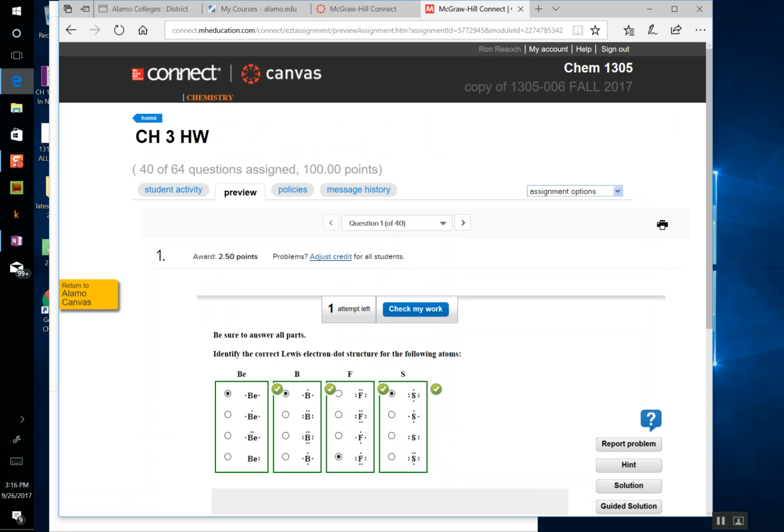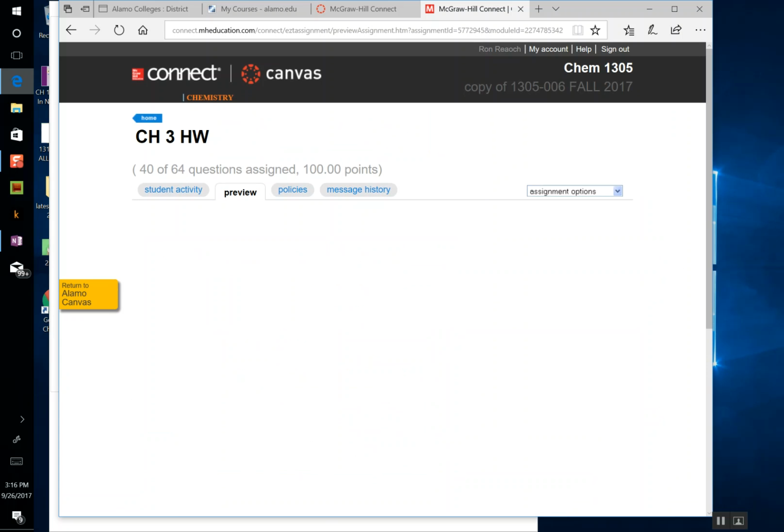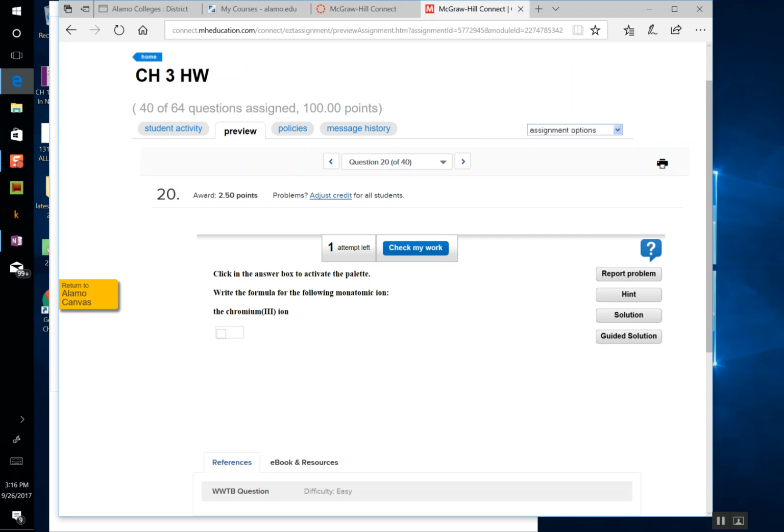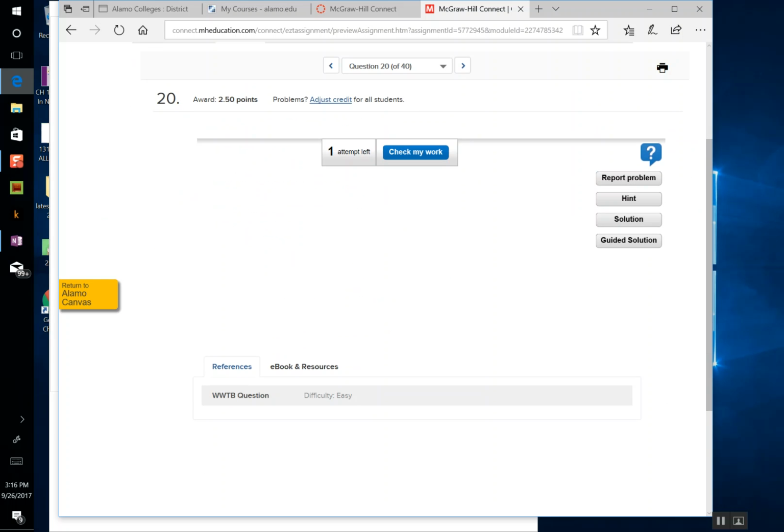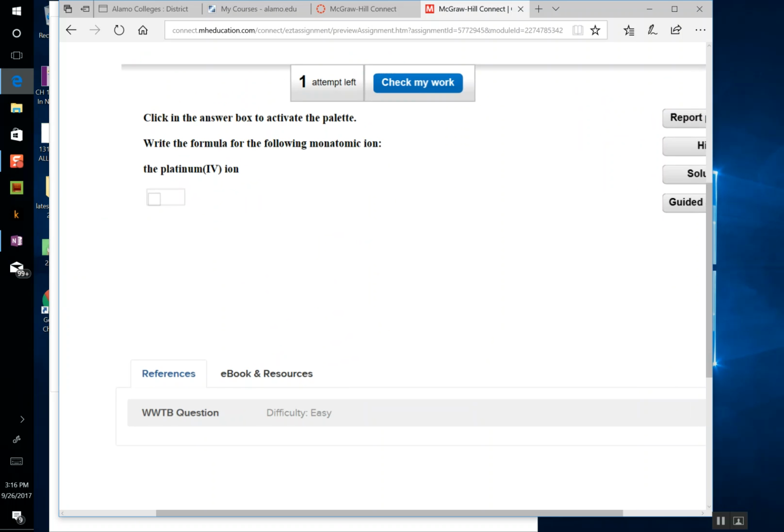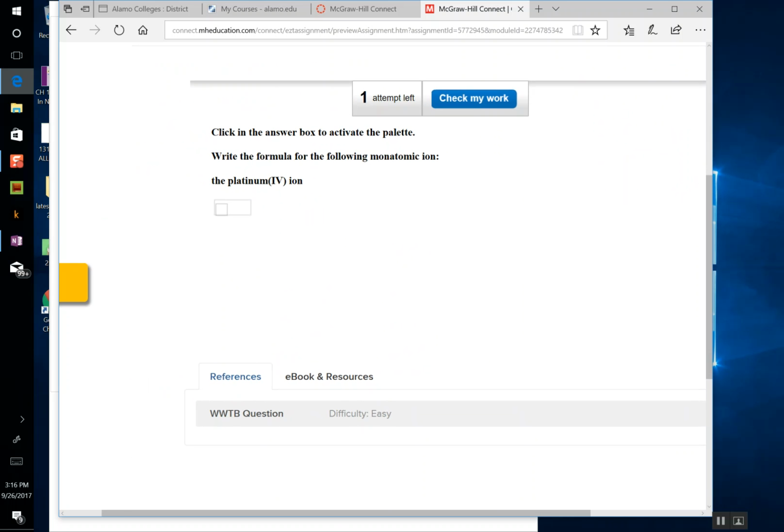Okay? So, 40 questions. Question 20. What does that look like? The formatting is so crazy. Click the answer box to activate the palette. Write the formula for the following monoatomic ion, the platinum 4 ion.